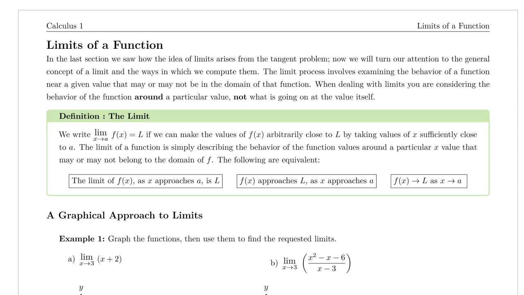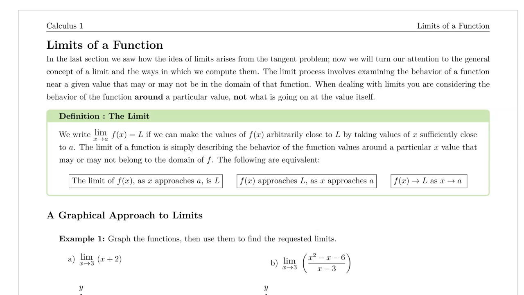When dealing with limits, you are considering the behavior of the function around a particular value, not what is going on at the value itself. So here's the definition of a limit. We write the limit as x approaches a of f of x is equal to L if we can make the values of f of x arbitrarily close to L by taking values of x sufficiently close to a. The limit of a function is simply describing the behavior of the function values around a particular x value that may or may not belong to the domain of f.